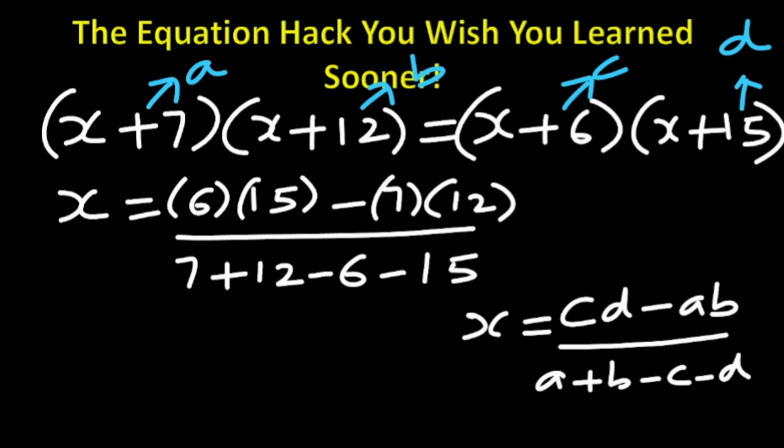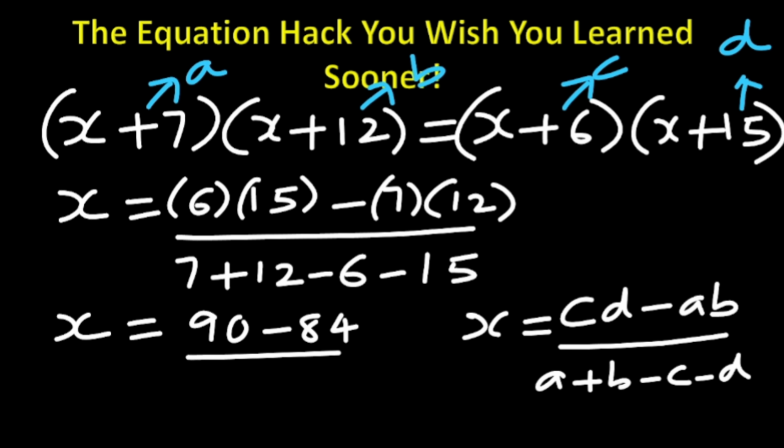And now we simplify this, so you get x equals 6 times 15 is 90, then minus 7 times 12. So 12 times 7 is 84, and this whole thing divided by 7 plus 12. Sorry, 7 plus 12 is 19, 19 minus 6, so you get 13, 13 minus 15, which would be negative 2, right? So that's the denominator part.